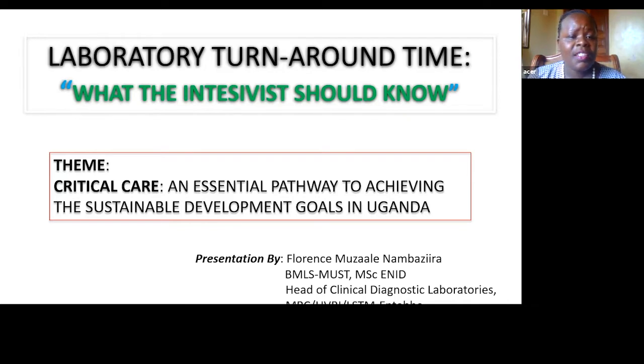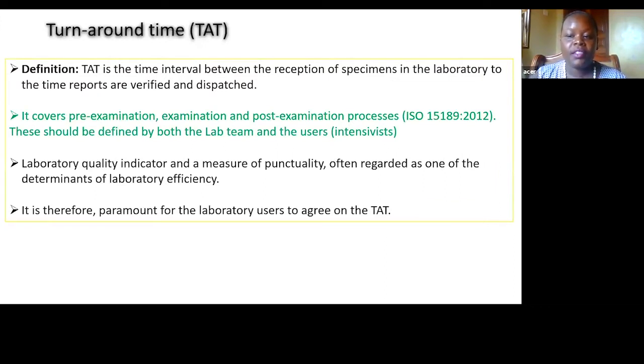Turnaround time is a crucial topic to discuss because it affects the quality of care. And as our theme goes this year, critical care an essential pathway to achieving the sustainable development goals in Uganda, it is important that we all consider it an important thing in our medical service.